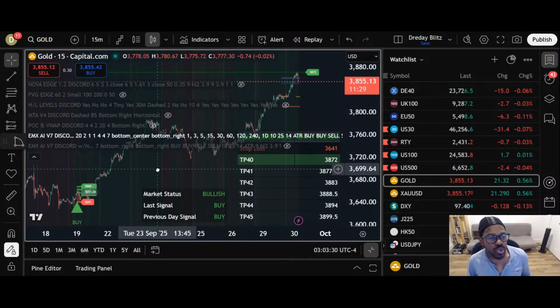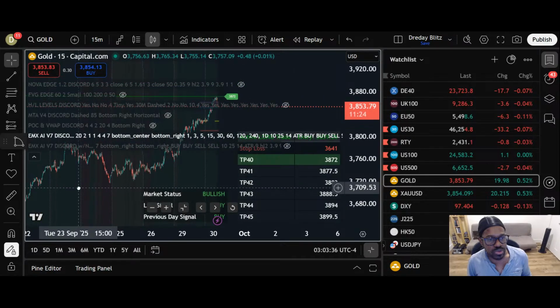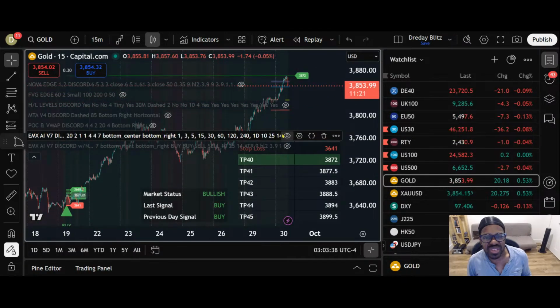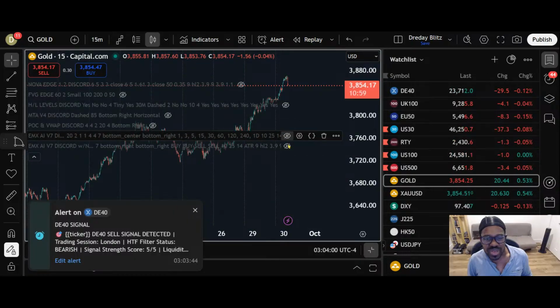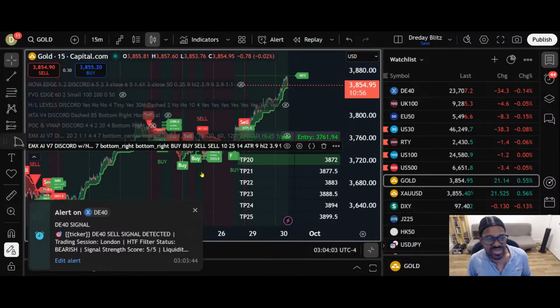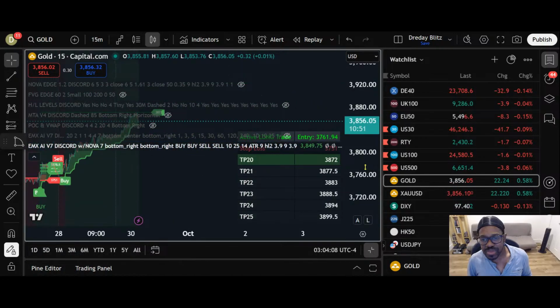So if you hold on to that trade since that point, you would be well in profit on gold. Pretty awesome indicator. And this is the way that I manually traded before creating those setups. So we have a German 40 sell, so sell German 40 and sell UK 100. Those are the two that we have. And the final one that we have here is EMXAI with Nova.